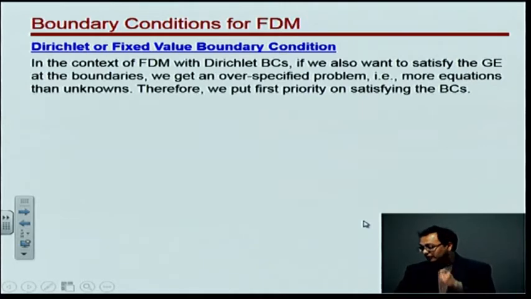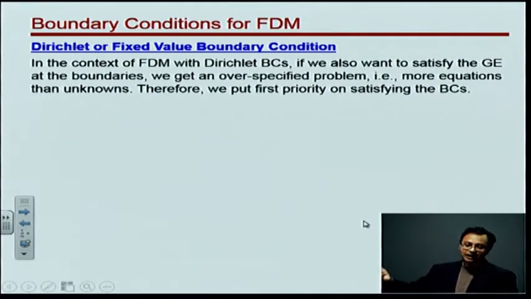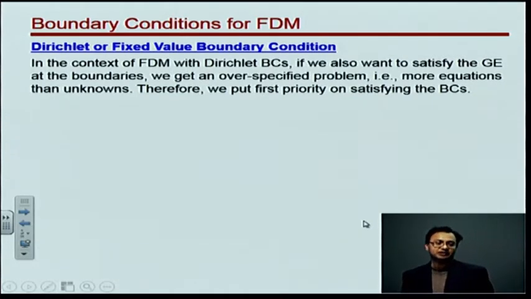All right. Now, when we have the finite difference method and Dirichlet boundary conditions, of course, we want to do this, but we cannot do it, because if we try to do it, we get an overspecified problem. Suppose I have my two boundary conditions and I also try to use the governing equation. I'm going to get two extra equations: n plus 2 equations, n unknowns. So it's an overspecified problem.